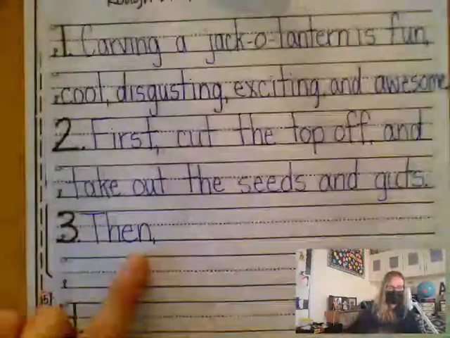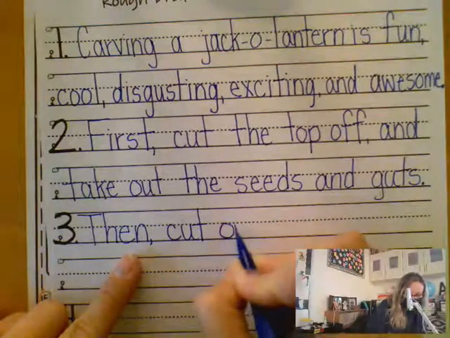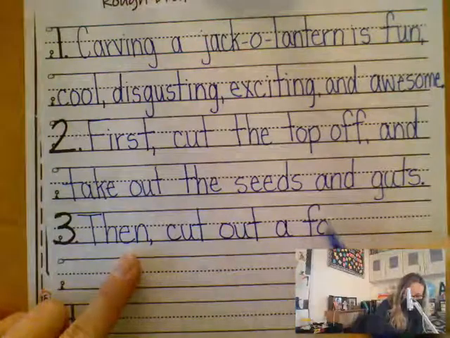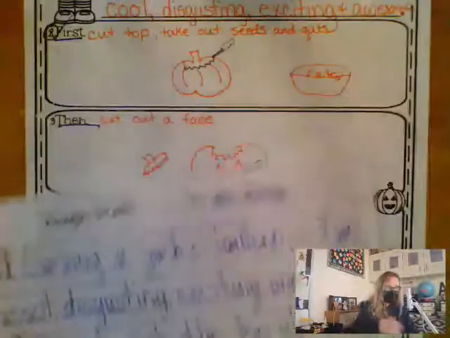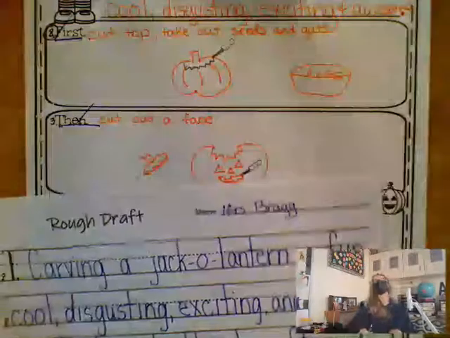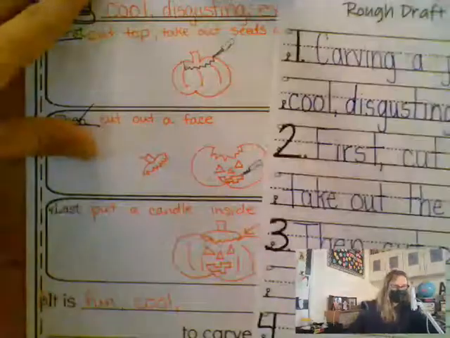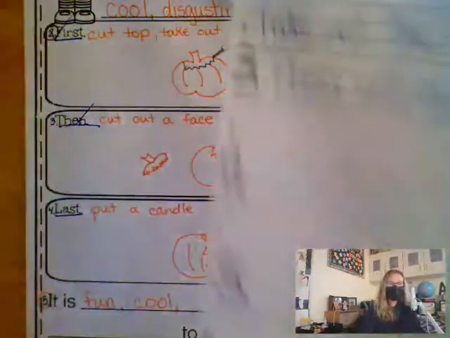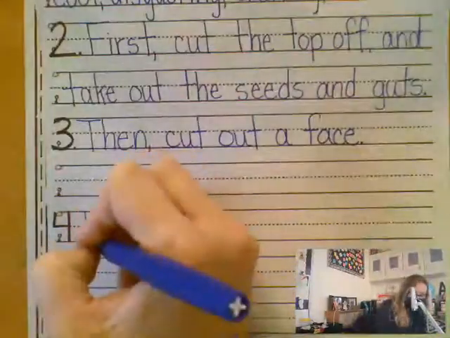So then cut out a face. And I have to put my period at the end, right? Okay, I finished step 3. What comes next? 4. Ava June? 4. Step 4. See right here? What does it say next to step 4? Last. So on my paper next to step 4, I'll write last.